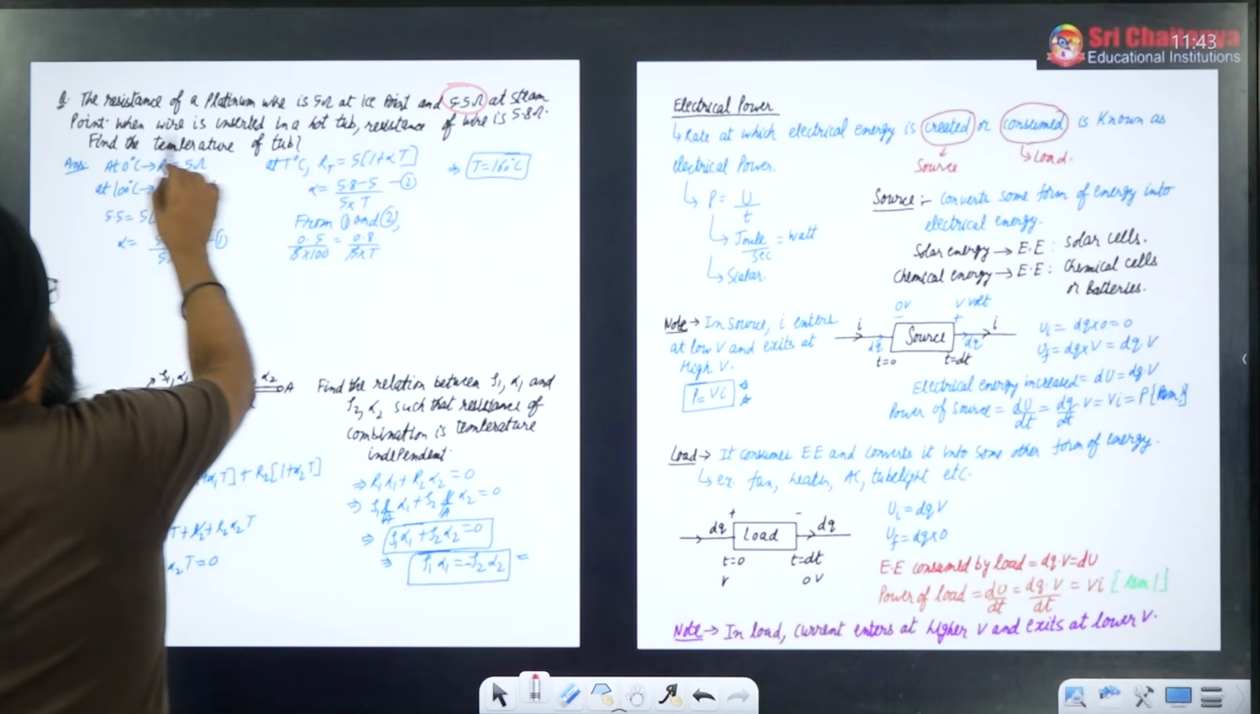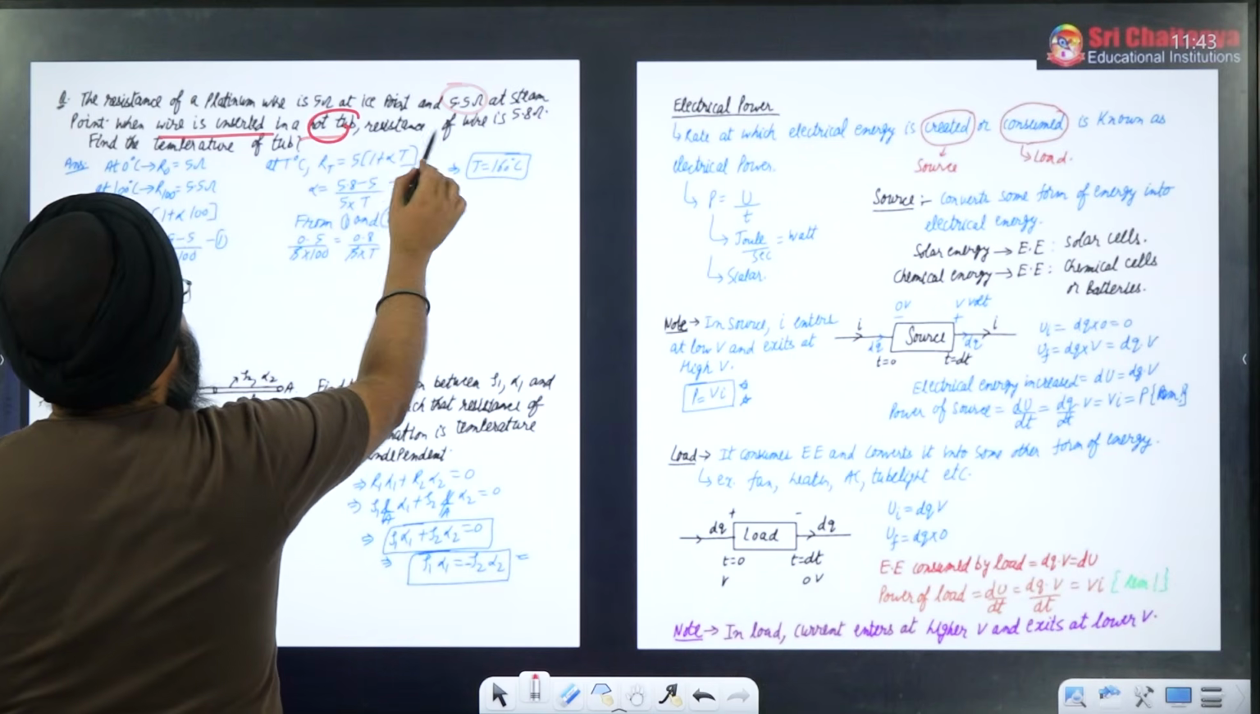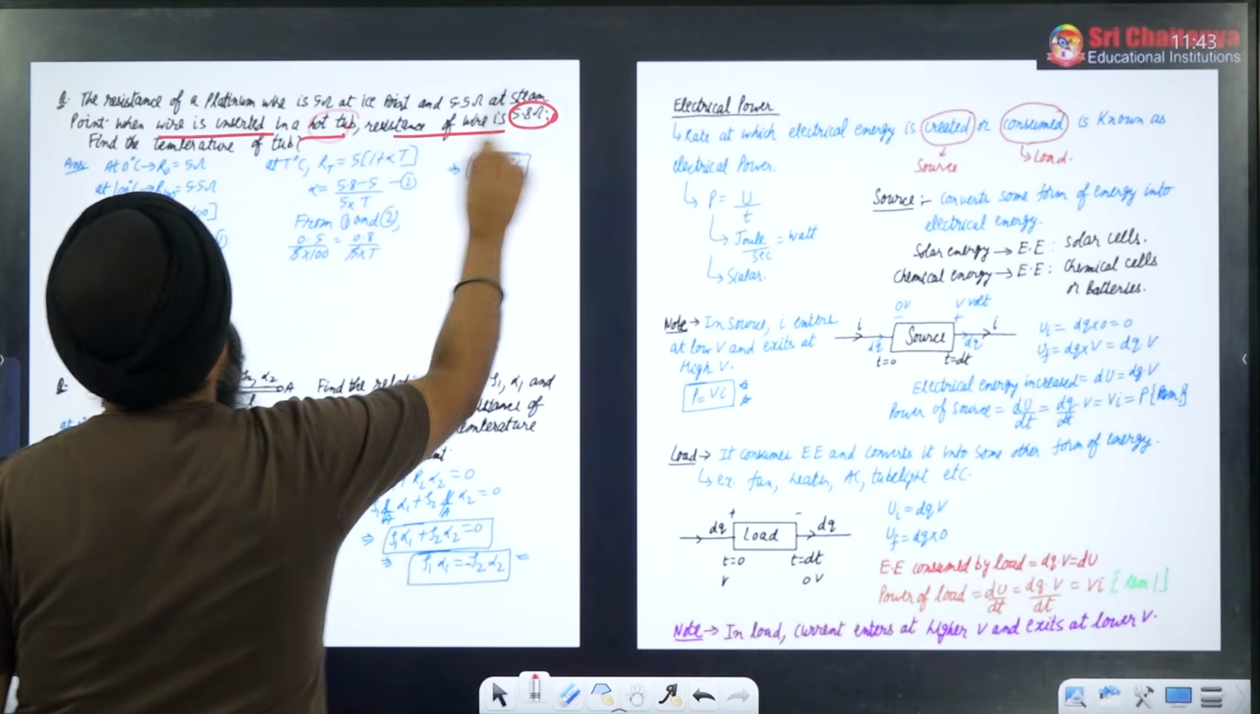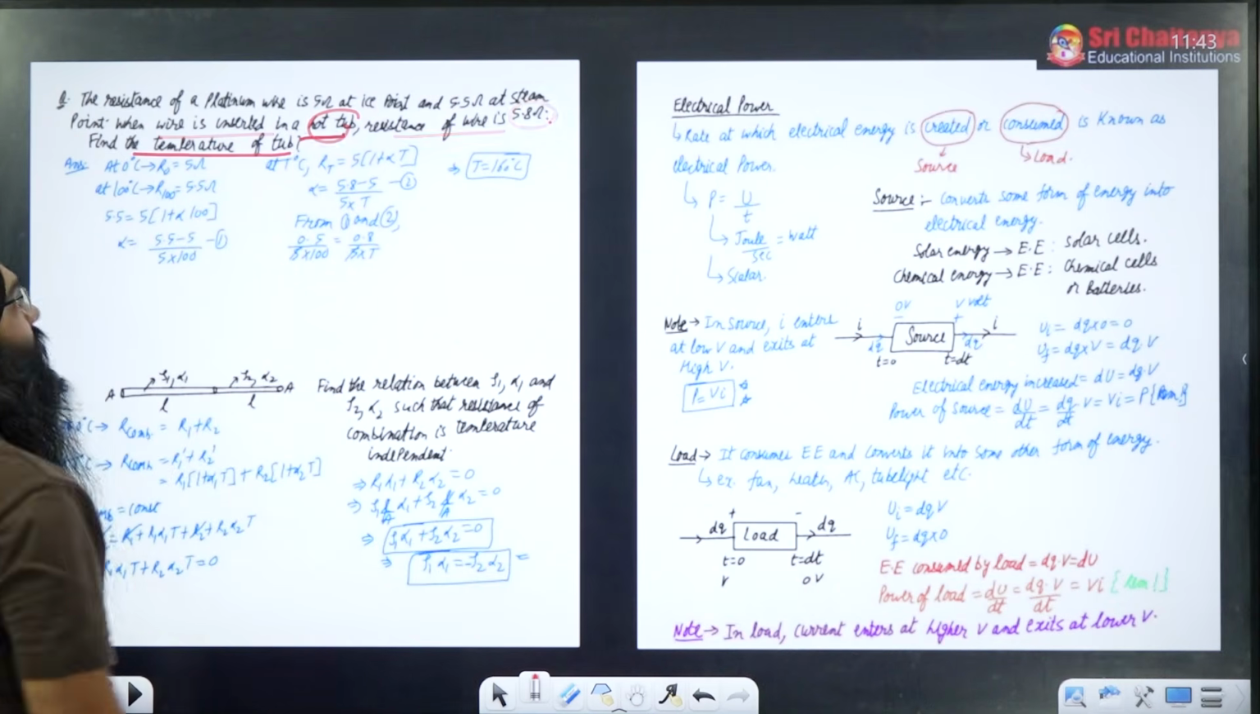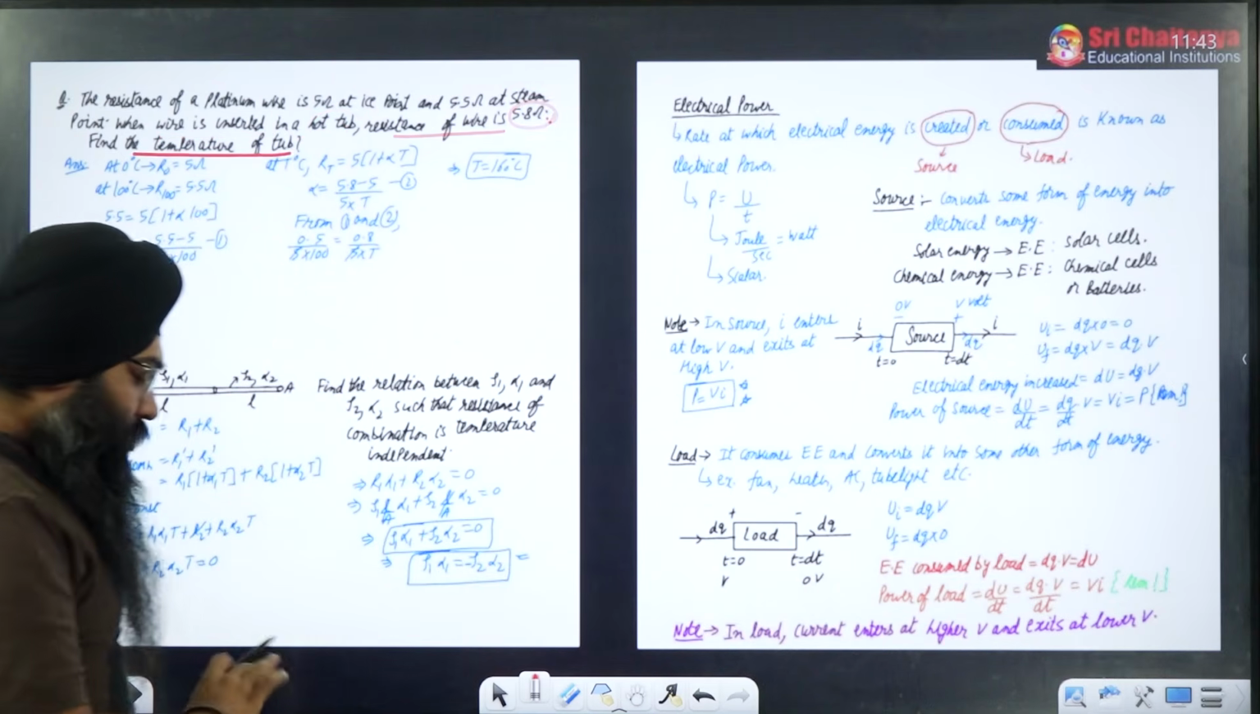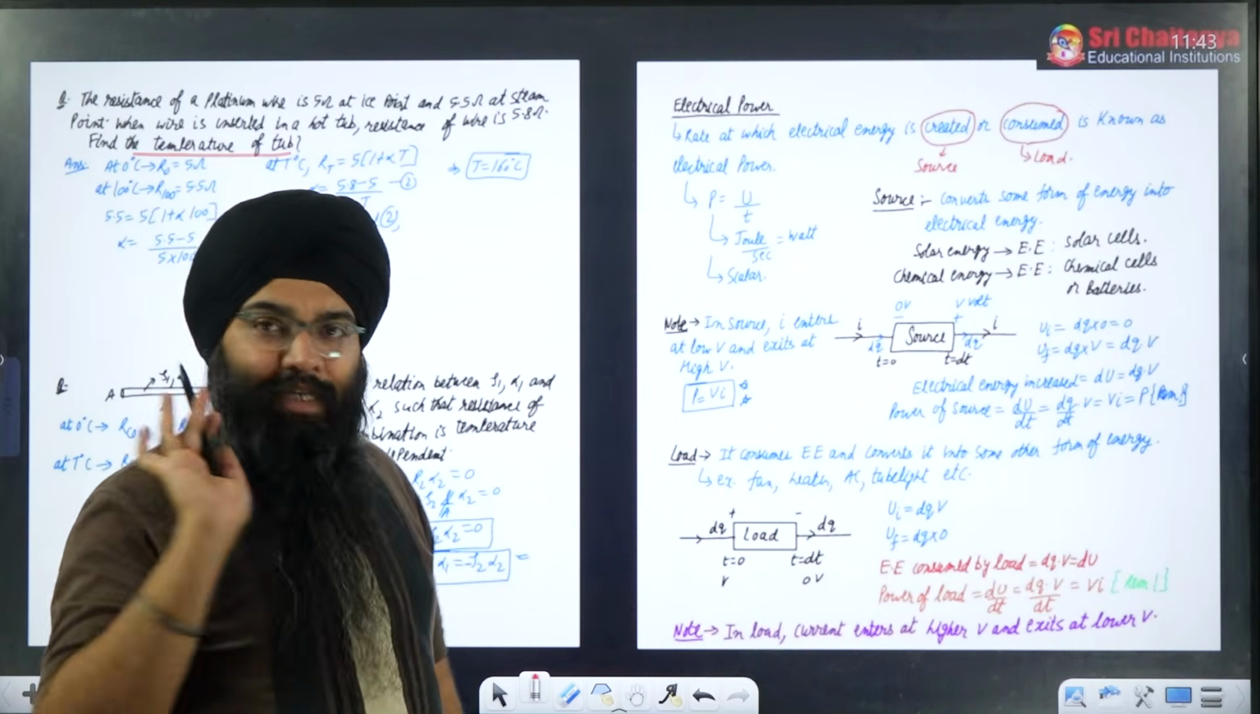And they are asking, when the wire is inserted into a hot tub, the resistance of the wire is 5.8 ohms. So you have to find the temperature of the tub. So again I will use the basic formula, R is equal to R naught into 1 plus alpha delta T.